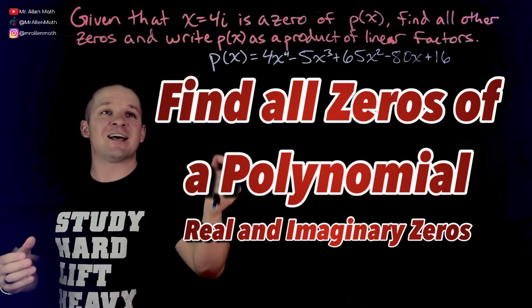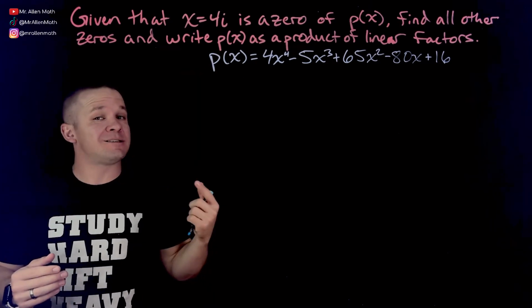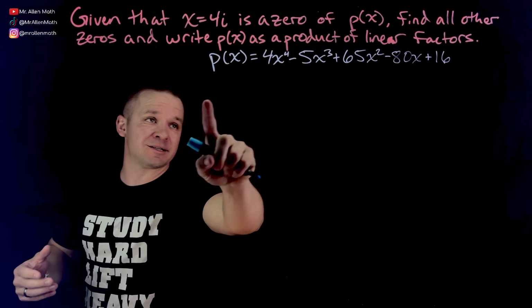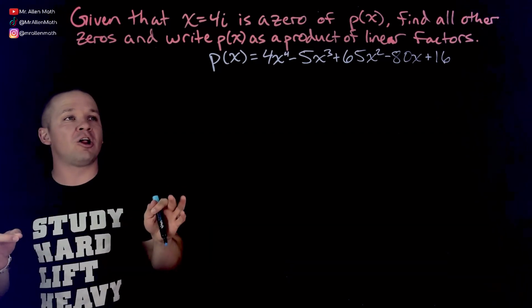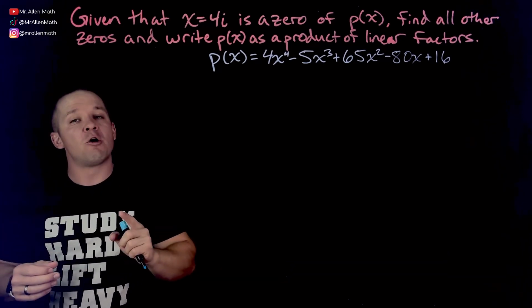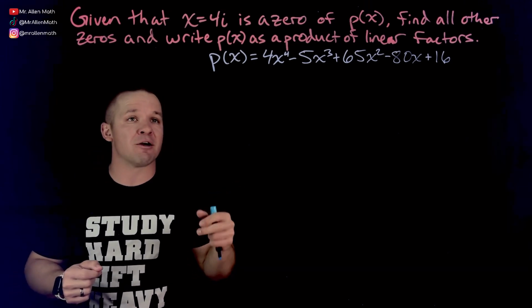We are given that x equals 4i is a zero of some polynomial p of x, this guy right here, and we want to find all other zeros and write p of x as a product of linear factors.